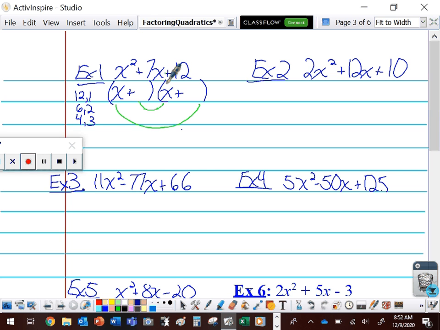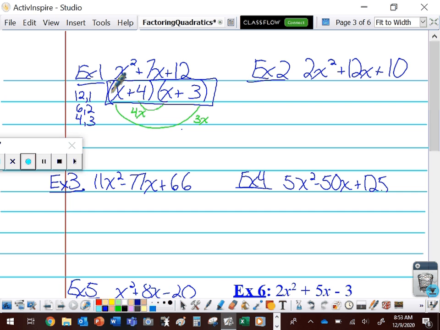Now, I've been doing this for a while, so I know that 4 and 3 are going to be the numbers that we want. But no matter how certain we are, we should always check our outers and our inners. So on the outside, x times 3 gives me 3x. On the inside, 4 times x gives me 4x. And if I add 4x plus 3x, that gives me the 7x that I need. So this is the factoring that we want.